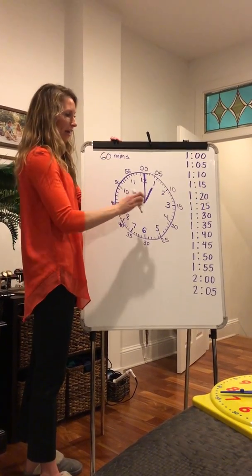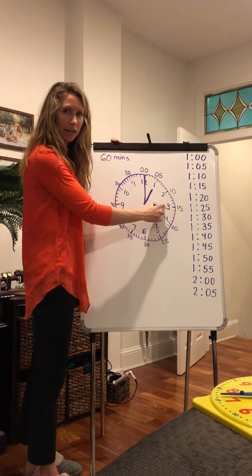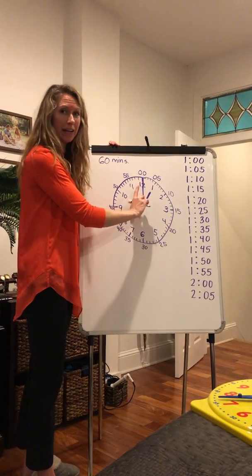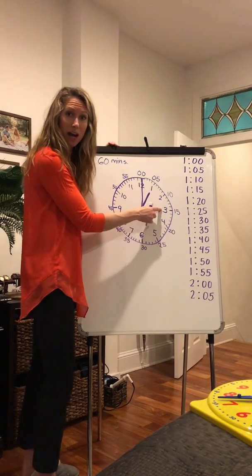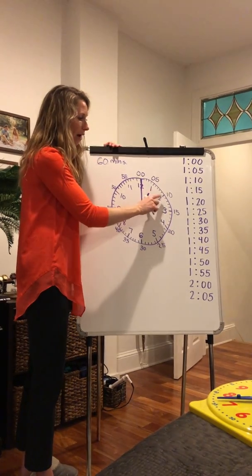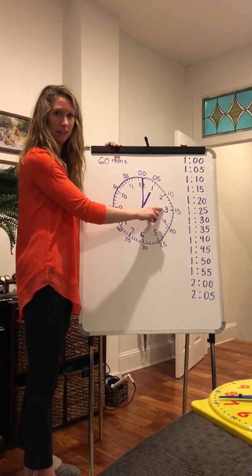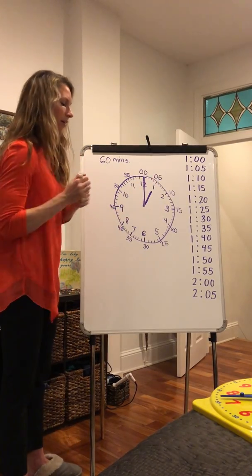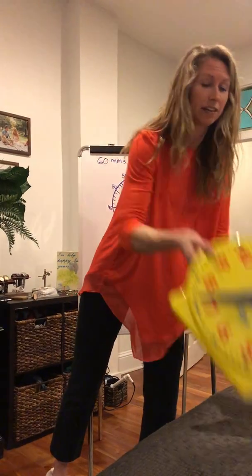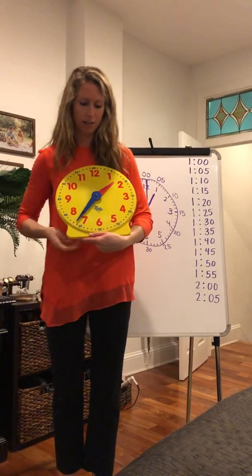So you wouldn't say that it's 3 minutes. You would say, oh, the minute hand's at the 3. I have to count by 5s 3 times. 5, 10, 15. So let's take a look at what that looks like on my clock.